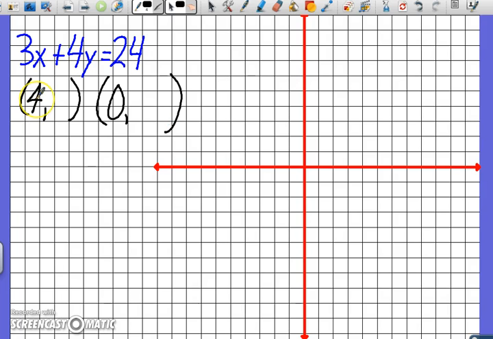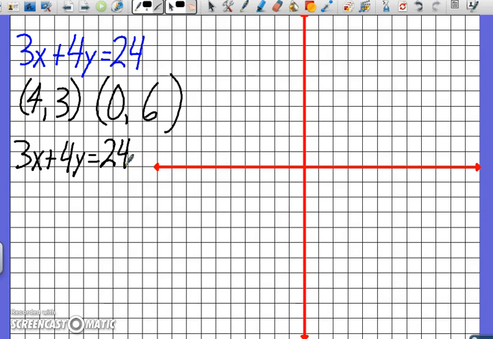And we could plug that in. 3 times 4 would be 12. Subtract 12 from 24, so that would be 12. So 4 times y has to be 12, so y would have to be 3. So there's 1 point there. Plug in a 0. 3 times 0 is 0. That means 4 times y has to equal 24, so then y would have to be 6. So there's 2 points right there. We could plot that. We could take 3x plus 4y equals 24.